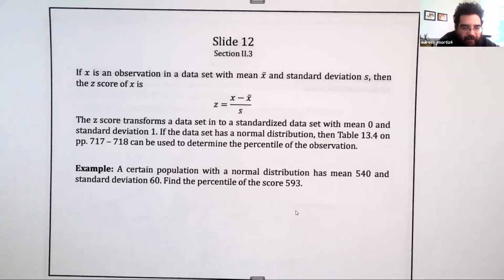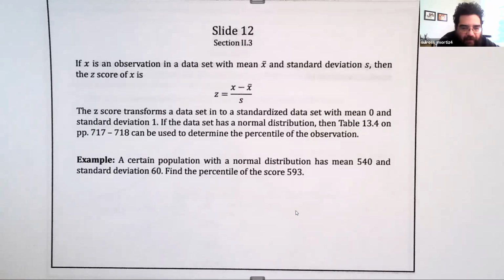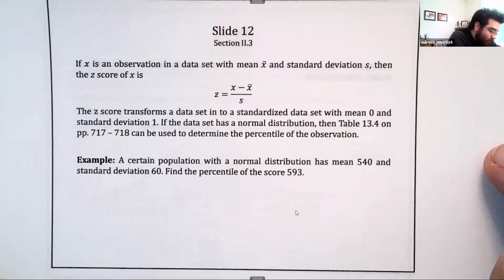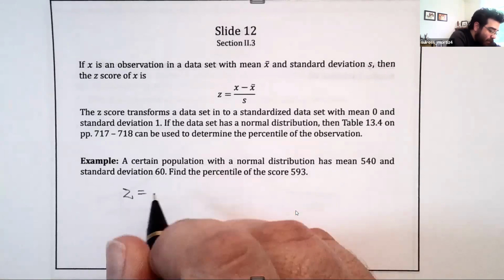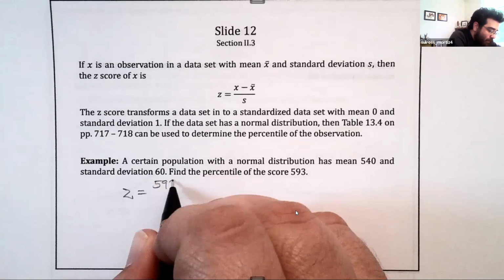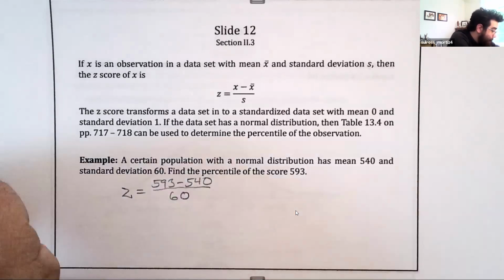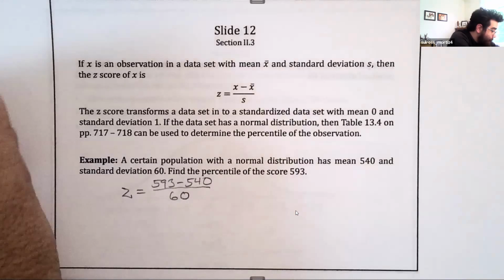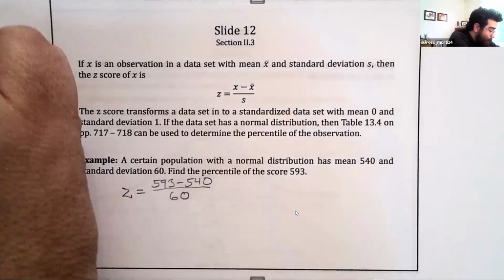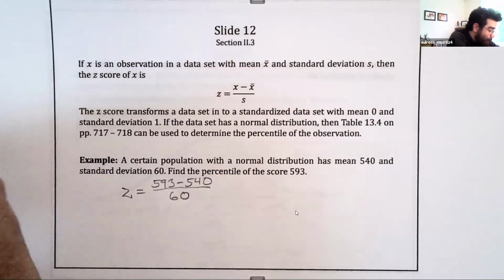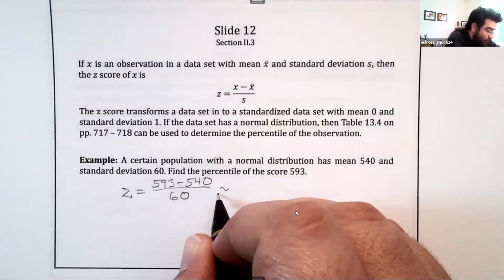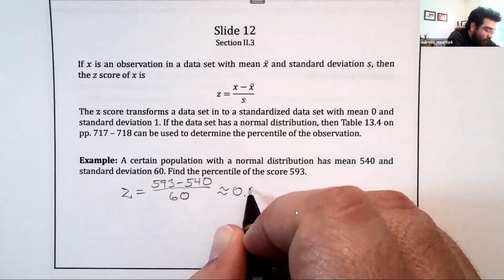So for example, let's take our normal distribution with mean 540, standard deviation 60. I want to find the percentile of the score 593. So we have that the z-score is going to be 593 minus 540 divided by 60. And we get about 0.8833.